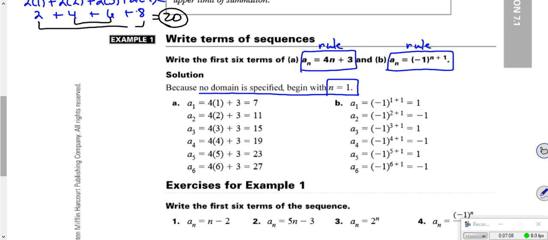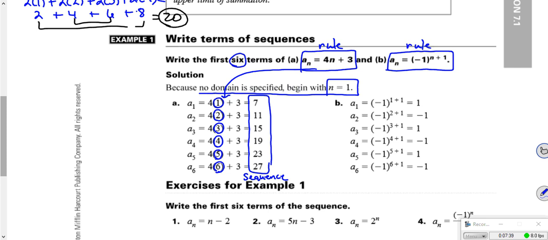So with this one, notice we're using this rule over here. So we're putting in, here's our domain, 1, 2, 3, and keep going. They wanted 6 terms, so that's why we go 4, 5, 6. So here is our sequence.